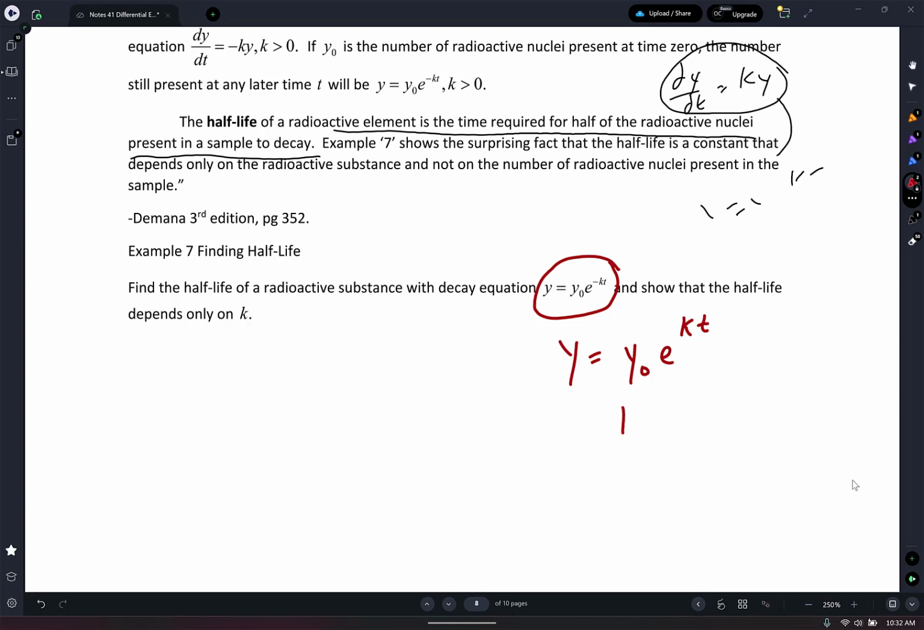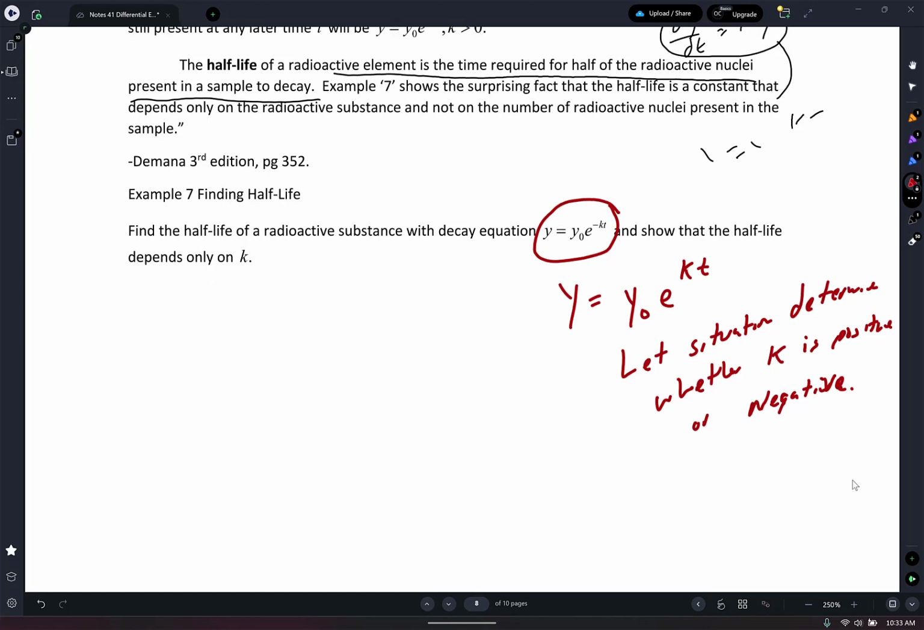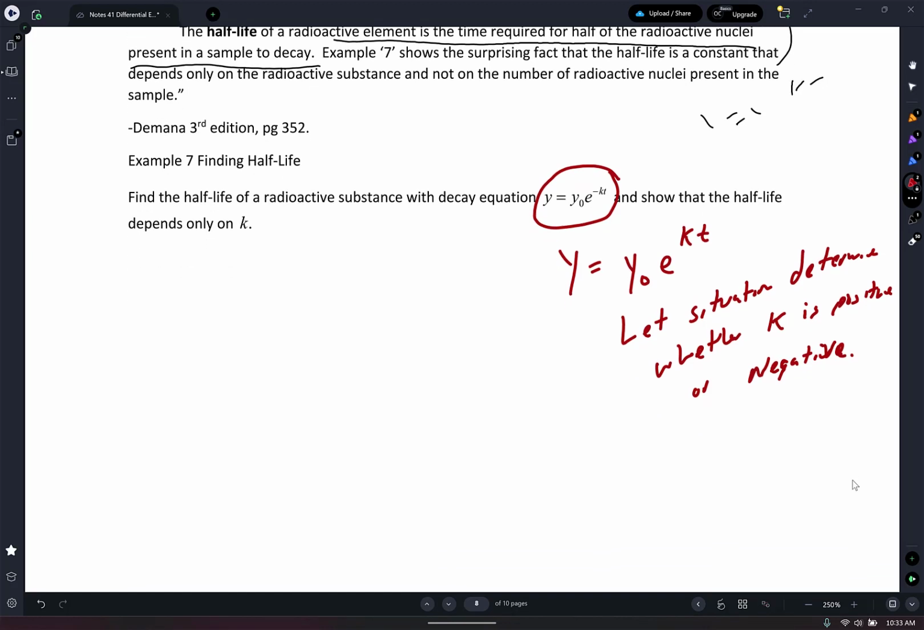I'm going to put: let situation determine whether K is positive or negative. That way there's no thinking involved. Okay, you guys ready? Yep. All right. They want us to show that when I find my half-life, the only thing that affects it is just K.